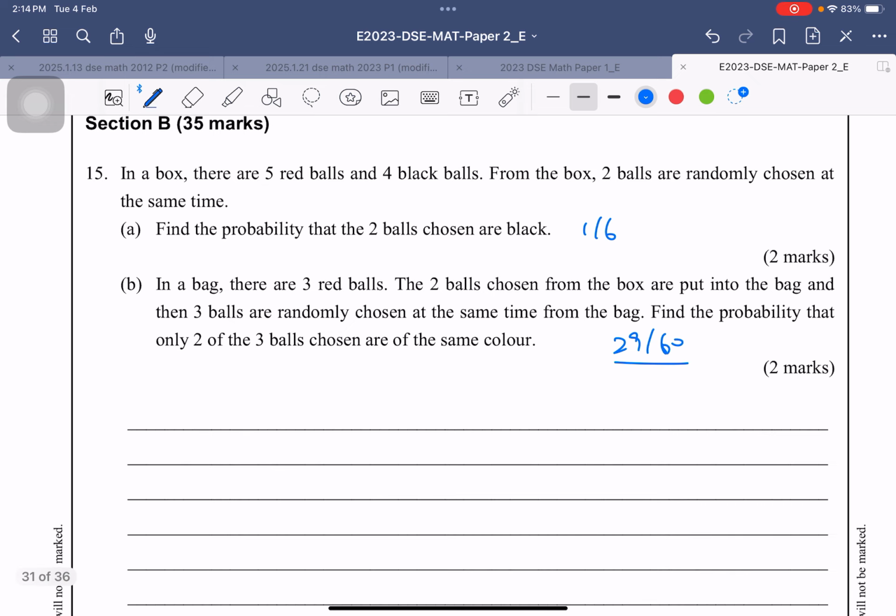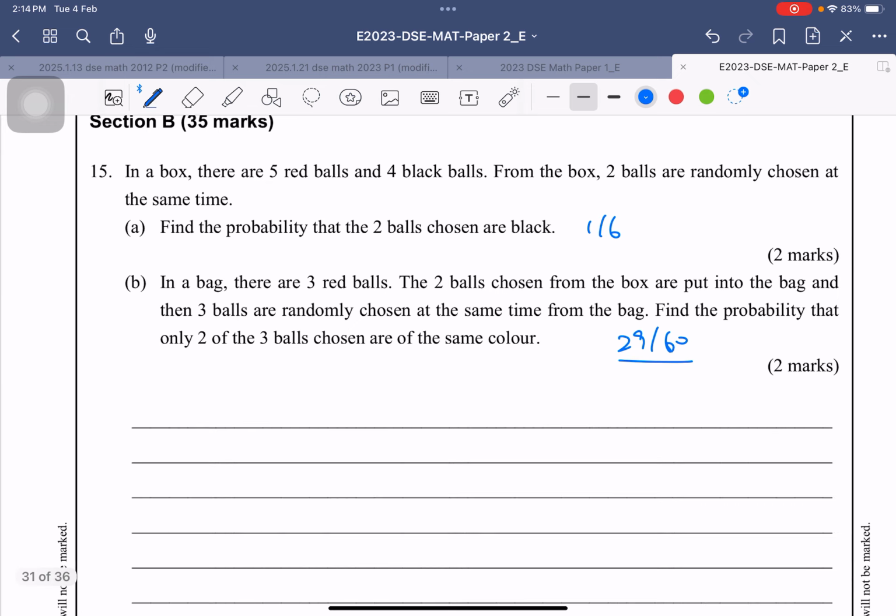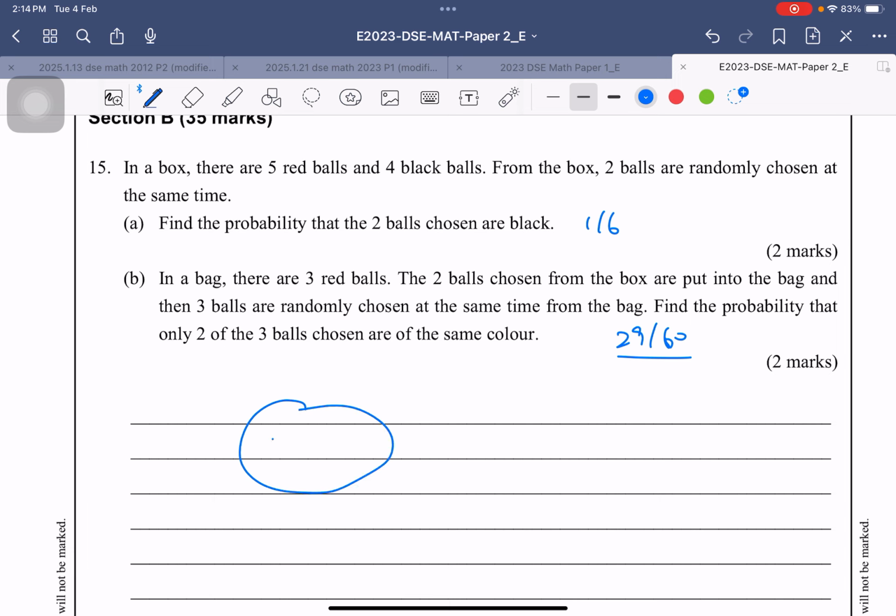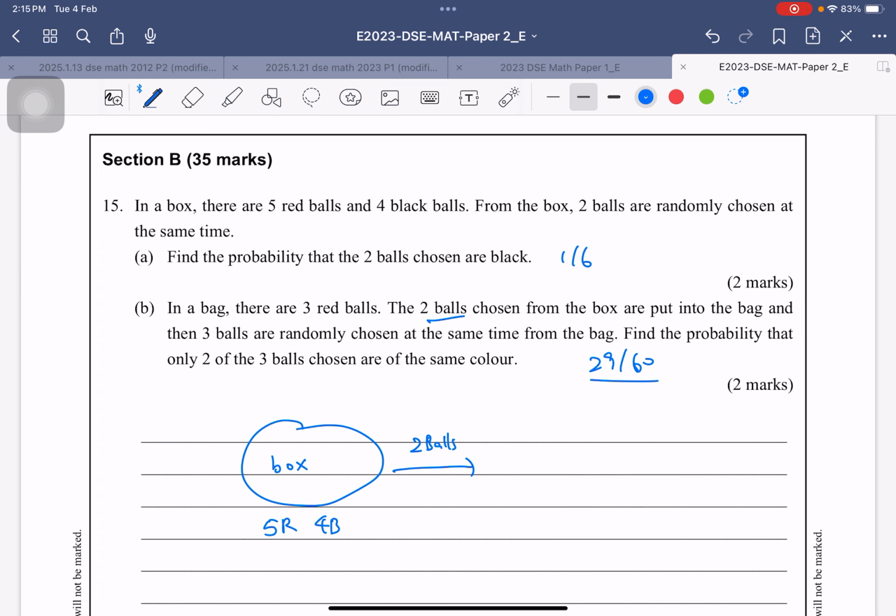First of all, we have two cases, isn't it? We have the box. Originally, we have the box, and there's 5 red and 4 black. After that, we take 2 balls. We take out the 2 balls from the box and then put them into the bag.